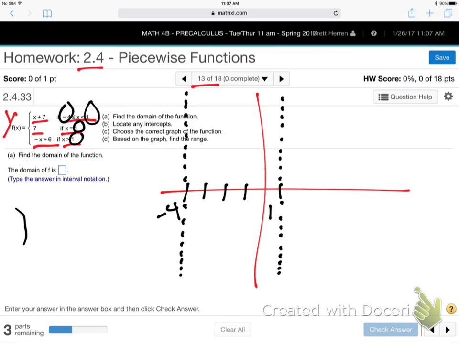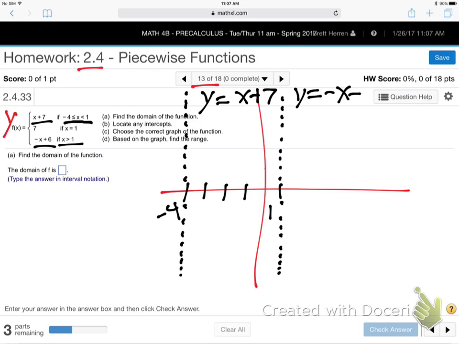How do I know that? Well, just look at what it says there. It says when x is between negative 4 and 1, which is the middle zone, it's x plus 7. So right in here, we've got to do y equals x plus 7. I would suggest just writing the section headings. And then to the right of 1, which is over here, it's y equals negative x plus 6. Do you see what I'm saying? It'll be that function in the middle. It'll be the other function, negative x plus 6, to the right.